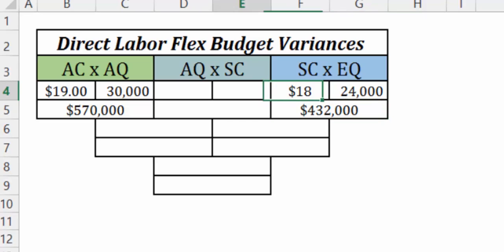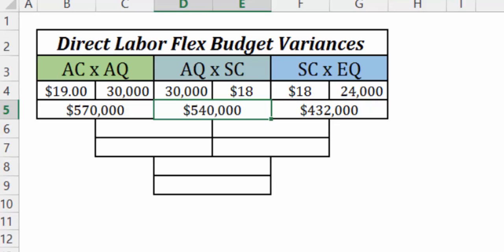Now let's do that third budget. We have an actual quantity of 30,000 from our actual quantity to the left, and we have a standard cost of 18 from our standard cost to the right. When we multiply that out, we get a third budget amount of $540,000. That means we have a $30,000 variance on the rate.